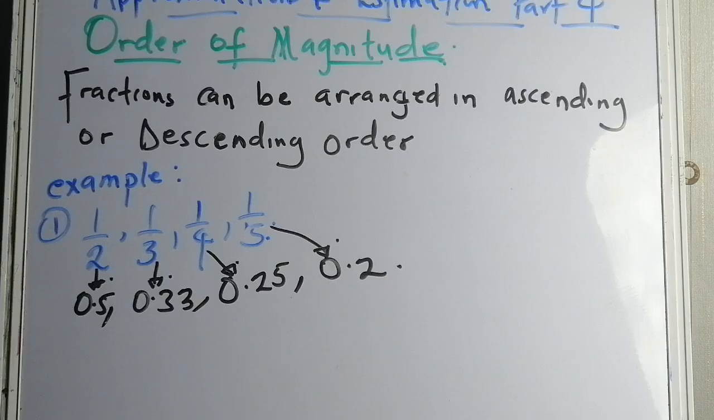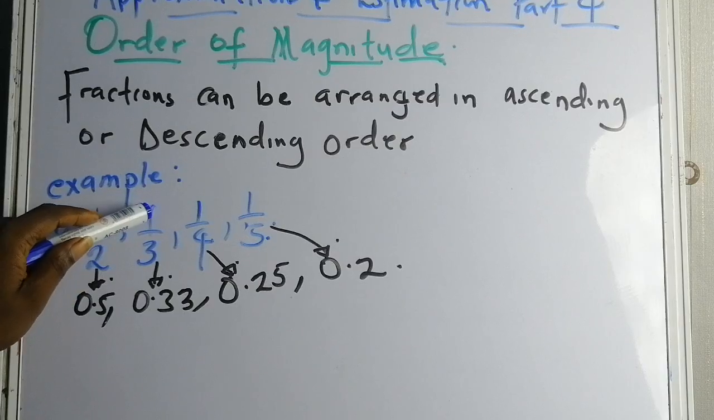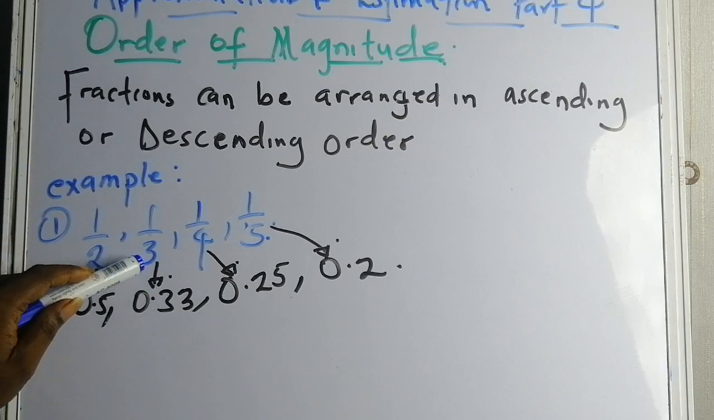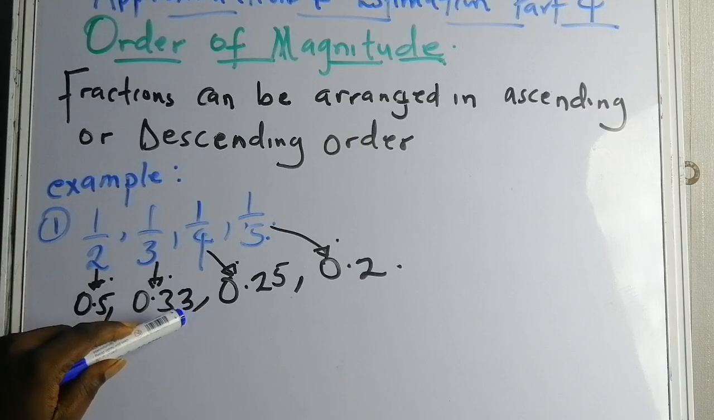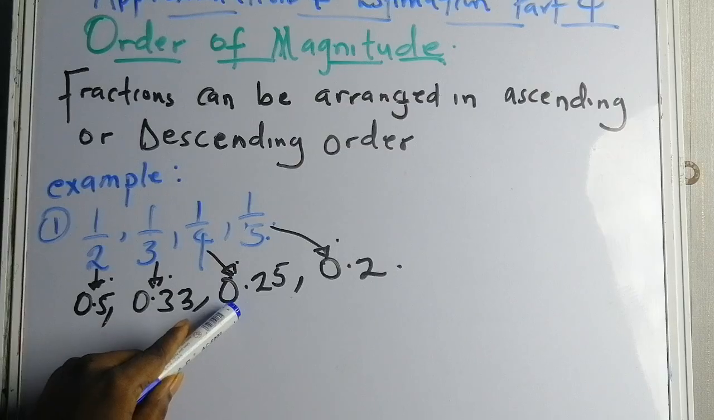Because if I do this, 2 cannot go into 1, impossible, so you have 0 point. 2 in 10, 5 times 2 is 10. The same thing applies here. 3 cannot go into 1, impossible, that's why you have 0 point. If you press your calculator, you get the same thing. 3 in 10 is 3, 3, 3, 3. It will continue like that.